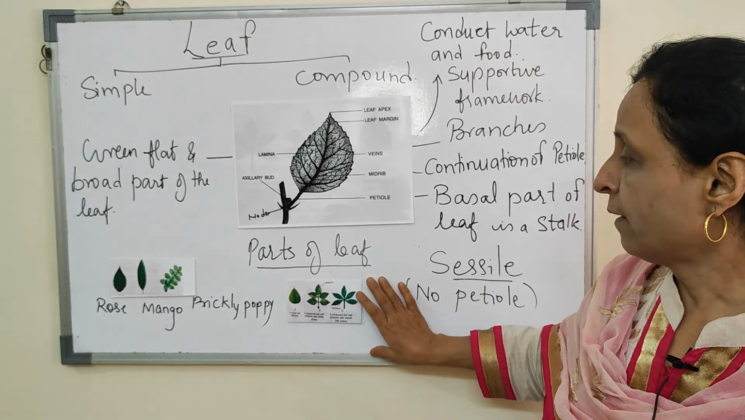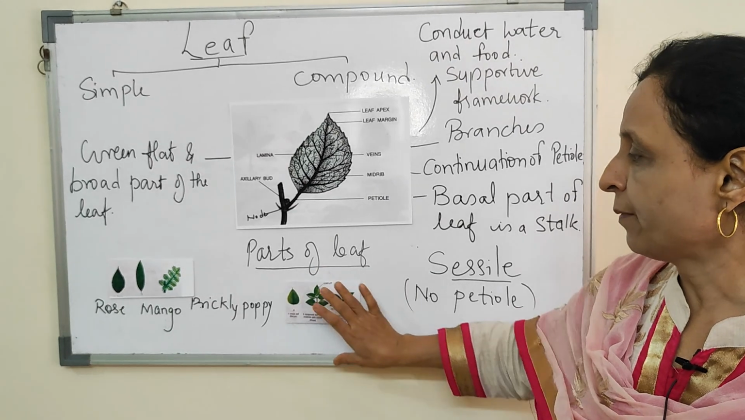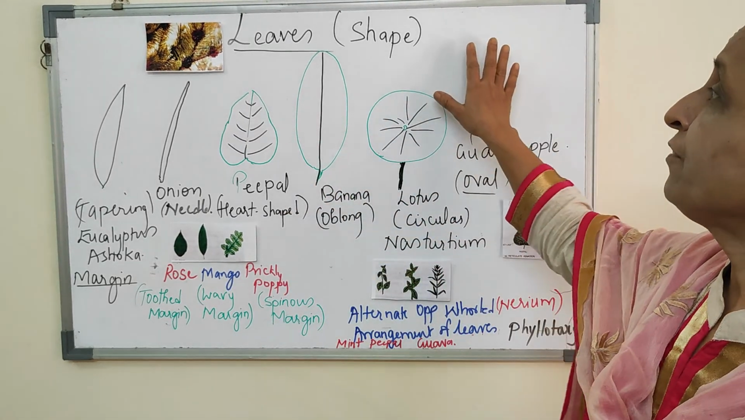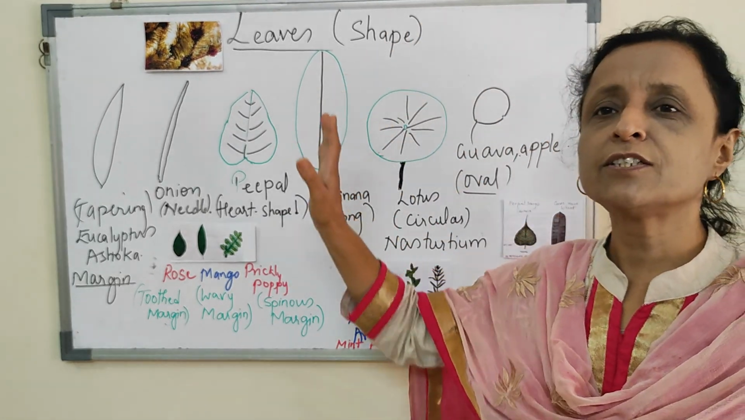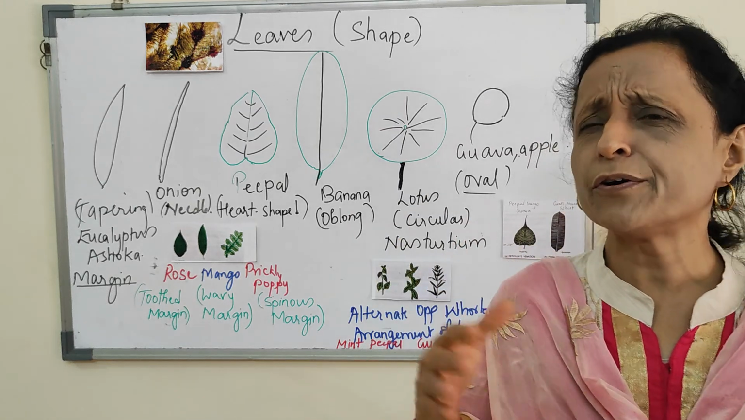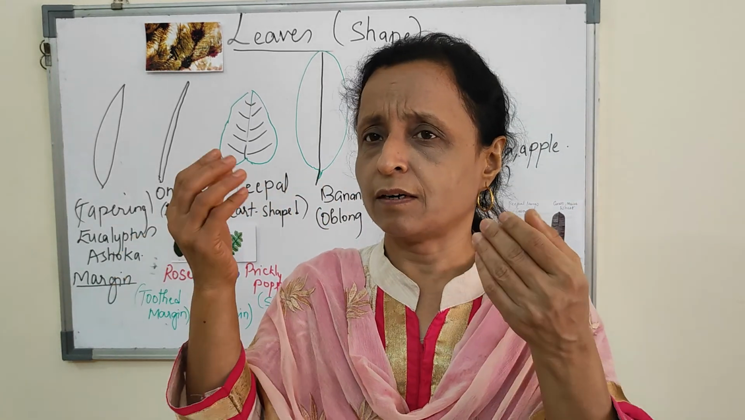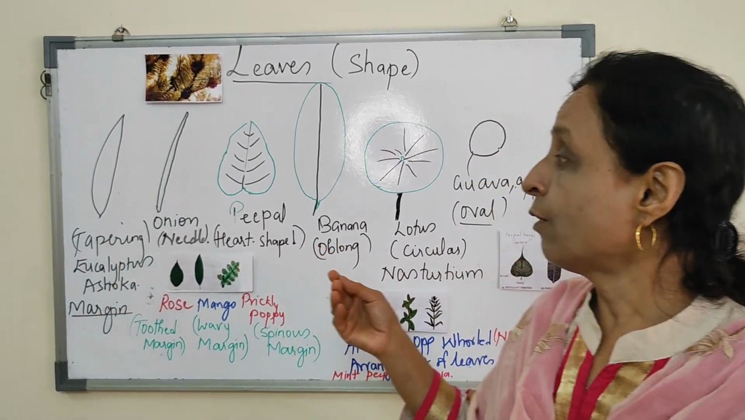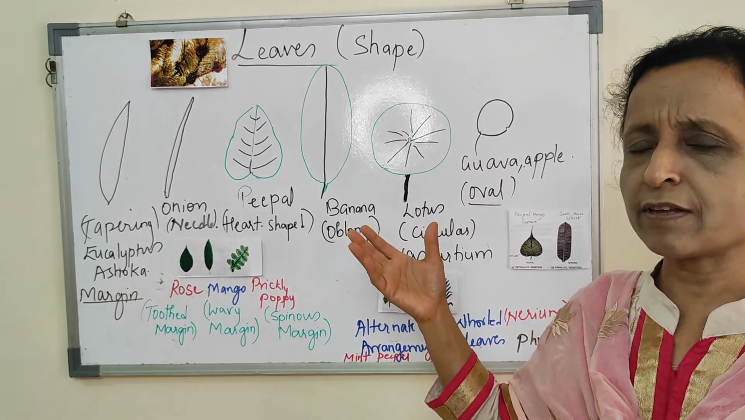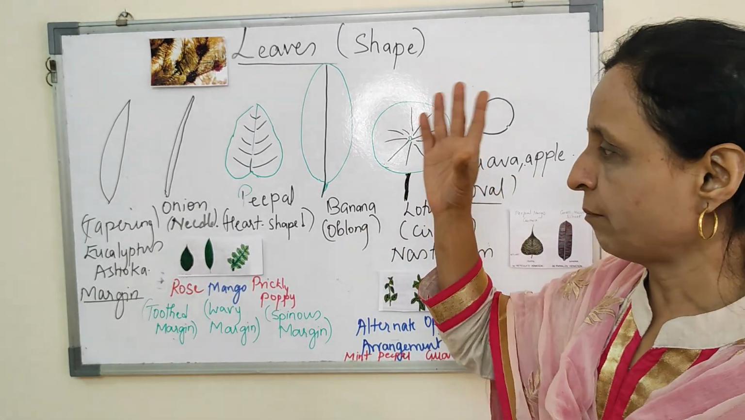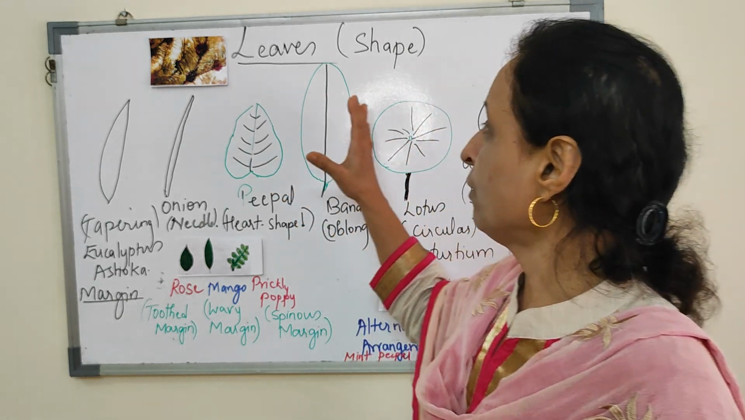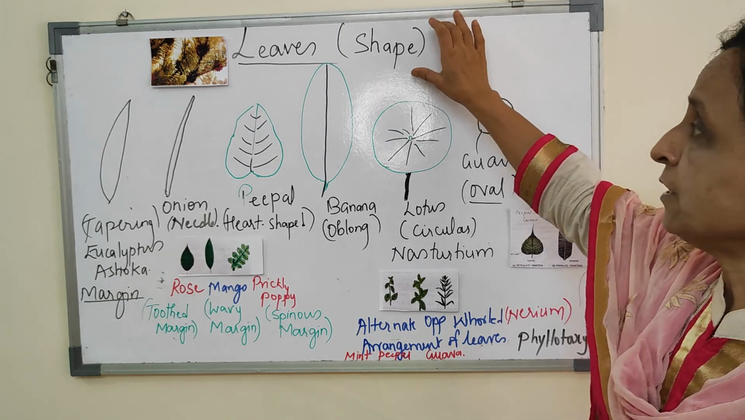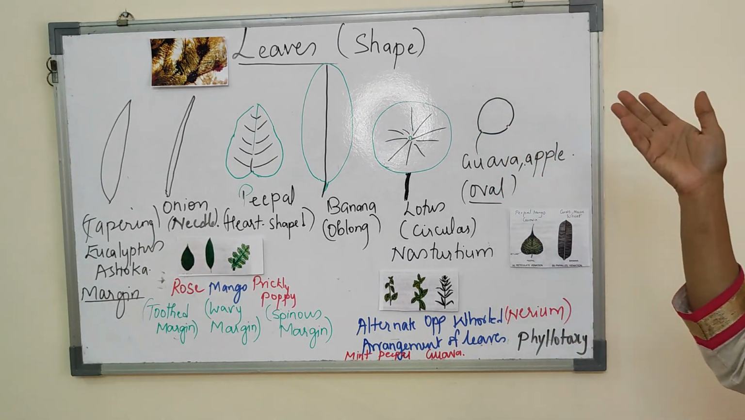So this is the structure. There is a difference between simple and compound leaves. Now leaves can be classified according to the shape. If you go out, you will see a number of shapes of leaves, different types of shapes. So we'll just study a few examples. If you go in nature, the examples are innumerable. They can be classified on the basis of shape, what type of shape they have.